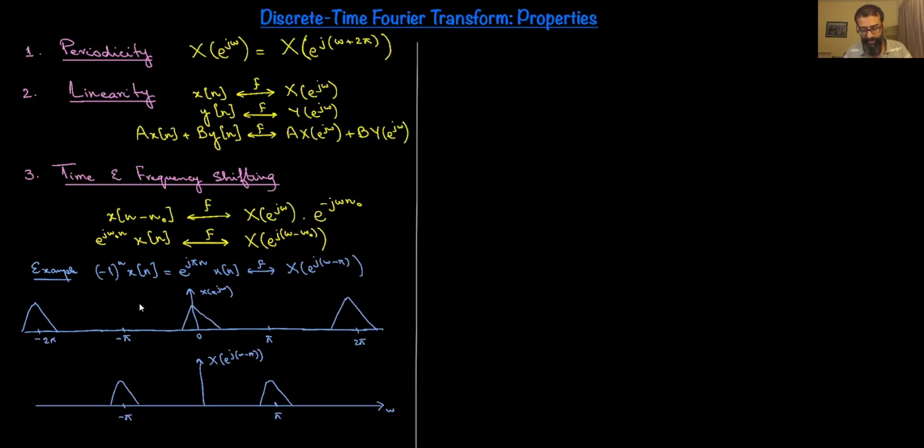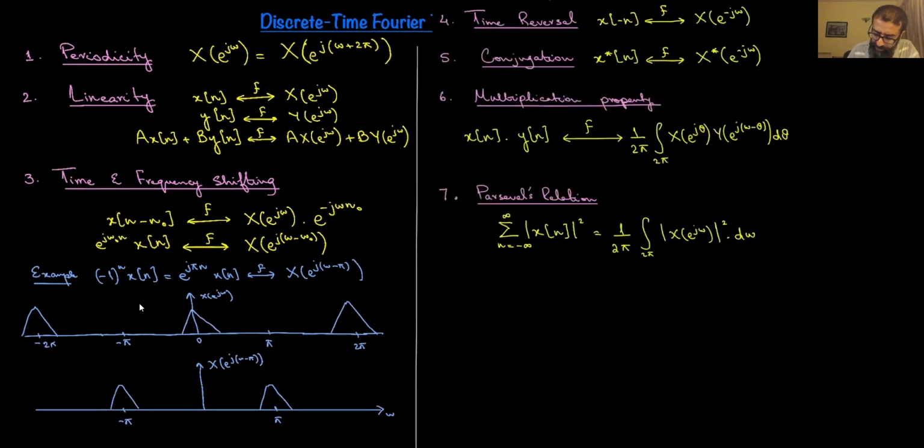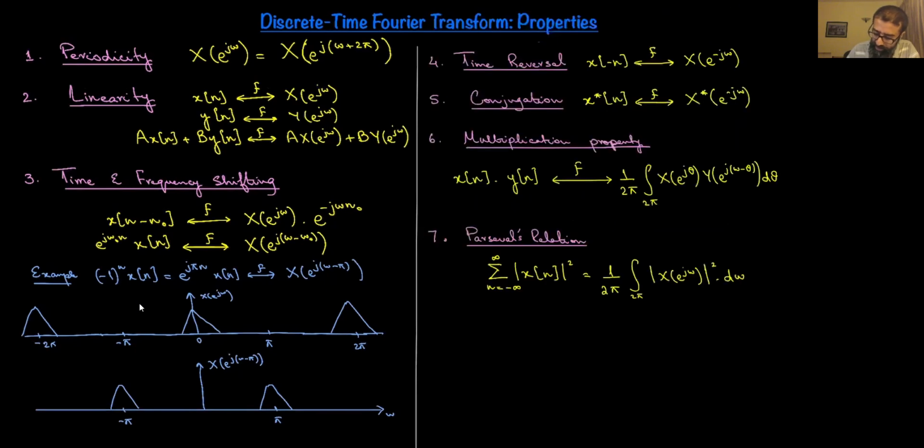So that's something you can try to think on your own. Now, there are other properties that are very similar to the ones that we've talked about earlier in the continuous time case, so I'm not going to spend a lot of time. The time reversal: if you flip the signal in the time domain, then in the frequency domain, the signal is flipped as well.